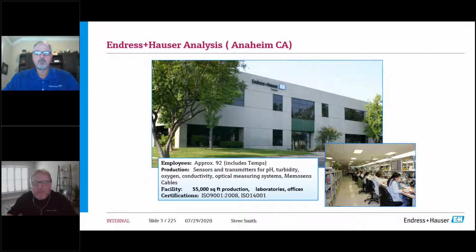So a lot of people think with the name Endress+Hauser, we're a German or Swiss company, which we are, but we've made some serious investments in the last 8 to 10 years to the tune of close to $200 million into our U.S.